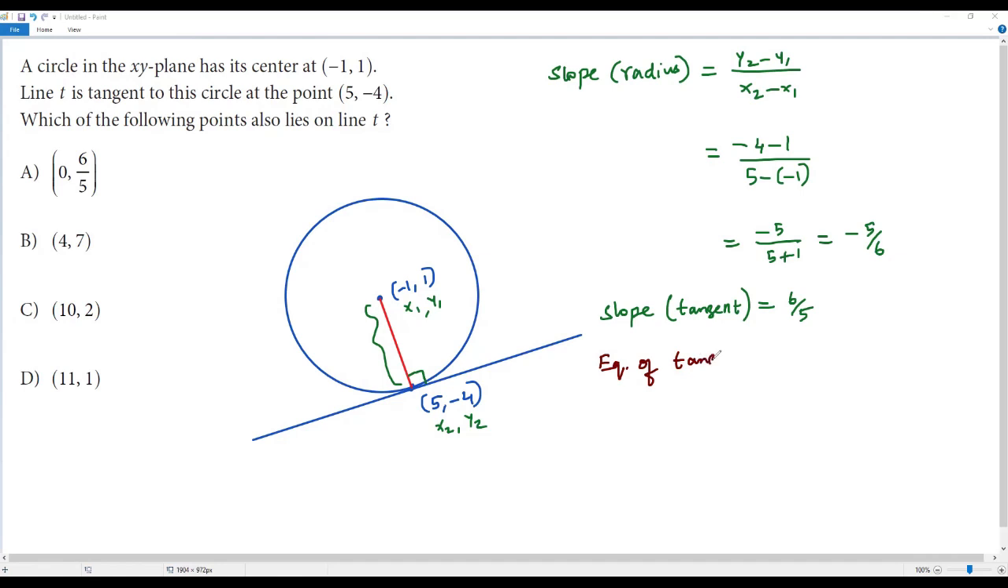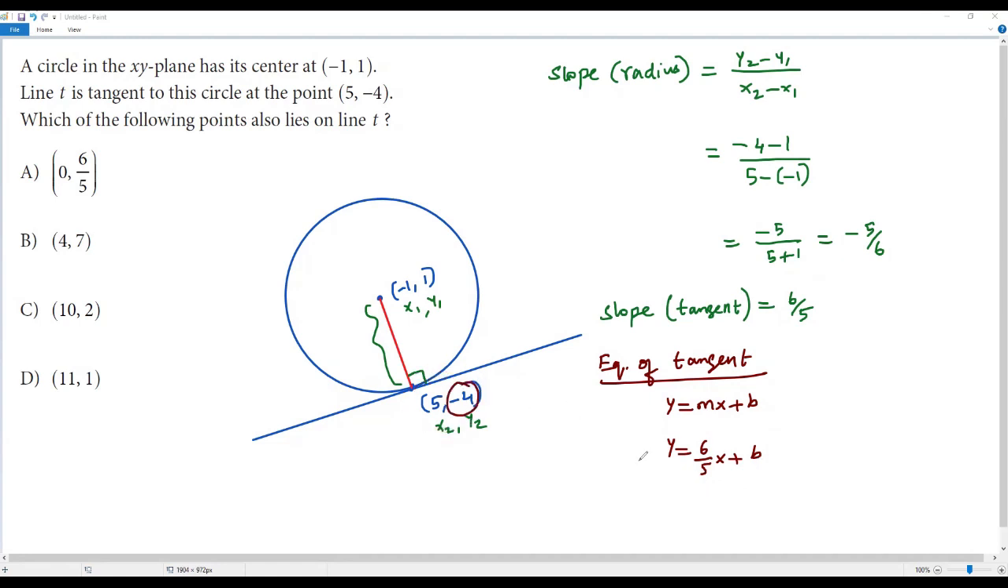Equation of tangent. Here we can use the slope intercept form, that is y equals mx plus b. Here we already got the slope m, that is 6 over 5. We can plug in, that is y equals 6 over 5 times x plus b. Still the equation of the tangent line T is not complete, because it contains an unknown constant b. For that we can plug in the point 5, -4 into the equation of the tangent line, because the tangent line is passing through this point.